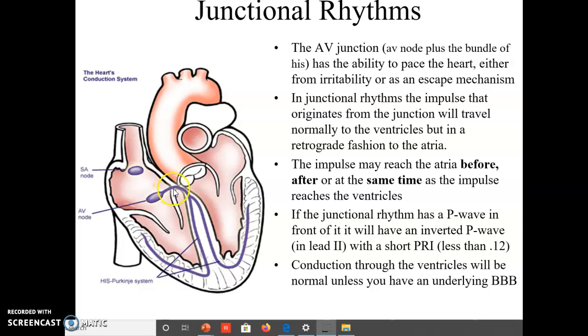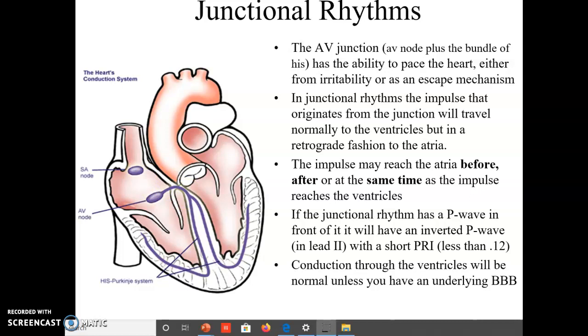The other possibility with a junctional rhythm is the pacing cells can be lower here in the junction, go down here through the ventricles before it gets backwards through the atria. So we could have a QRS and then a P wave immediately following it. But a lot of times when you have that P wave after the QRS, it just sort of gets buried in that ST and T wave, and so you don't always see it. So really for a junctional rhythm, what you're usually going to see is an inverted P wave with a short PR interval or no P wave.